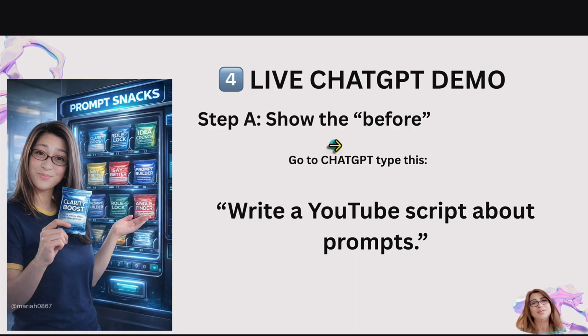So for example, as you see on my screen, write a YouTube script about prompts. Okay, so if I go to ChatGPT and ask ChatGPT to write a YouTube script about prompts, of course ChatGPT is going to give us the answer. I'm going to show you guys what answer ChatGPT gives us, and then we're going to go into step B, where I'm going to use the Clarity Boost, the prompt that I want to use to get my results.